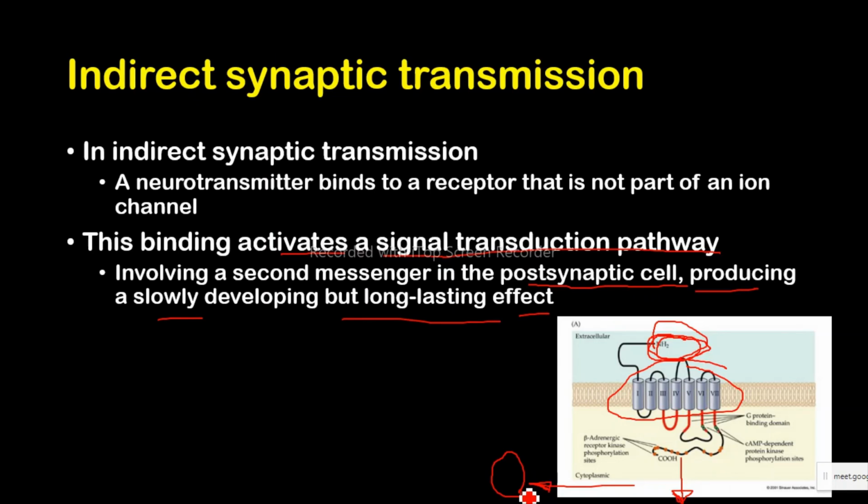But with the direct, it leads to formation of the excitatory or inhibitory postsynaptic potential. But this one leads to a signal transduction pathway. Is that okay? I hope it is okay now.